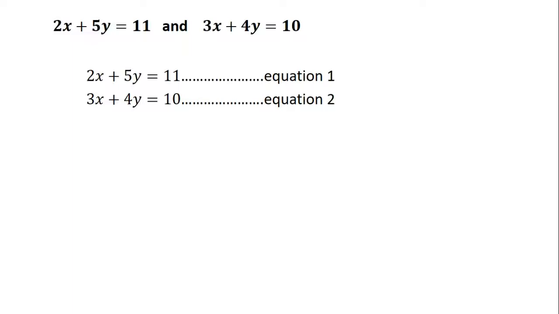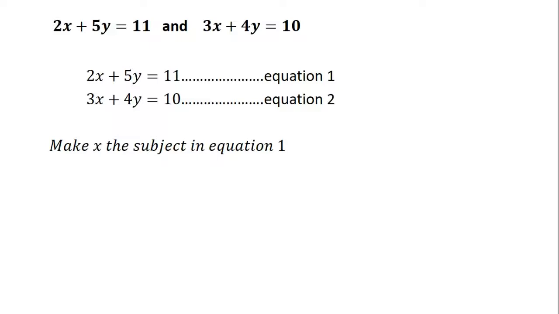The question for this video is 2x plus 5y is equal to 11 and 3x plus 4y is equal to 10. So I'll call the first one equation 1 and the second one equation 2. Using the substitution method, we know that we have to make one of the variables the subject in one of the equations. Unfortunately for us, none of the variables has a coefficient of 1, so we can make either one of them the subject. It doesn't matter. So you pick the variable and the equation that you want to make the subject.